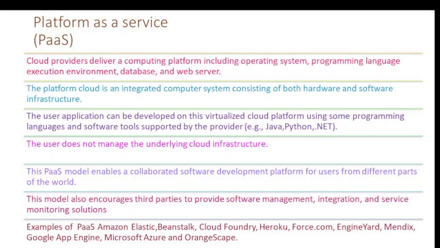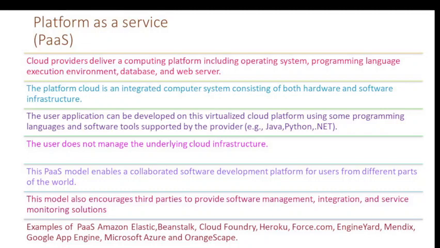Next is platform as a service. Cloud providers deliver computing platform including operating system, programming language, execution environment, database, and web server. Platform cloud is an integrated computer system consisting of both hardware and software infrastructure. User application can be developed on this virtualized cloud platform using some programming languages and software tools supported by the provider. User doesn't manage the underlying cloud infrastructure.